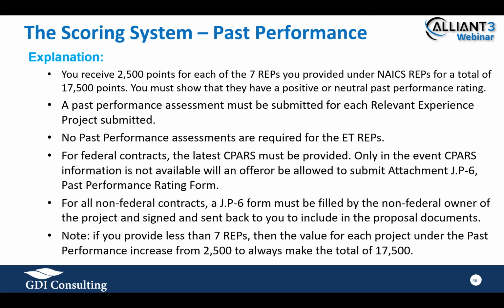Remember that if you do have a CPAR, then you cannot use a JP6 form. So you have to have that CPAR. And finally, if you provide less than 7 REPs, the value will increase for that 2,500 points. So at the end of the day, maybe you're only providing 5 contracts in the initial section, in the experience section. Instead of 7, you're providing 5. Then the form automatically divides 17,500 by 5, and will give you that point, which is I think 3,500 or something. So that value, that 2,500, is variable depending on how many contracts you're using. But as a whole, as I mentioned, you really need to have all those 7 REPs in the experience section to get the maximum score. So that was past performance.